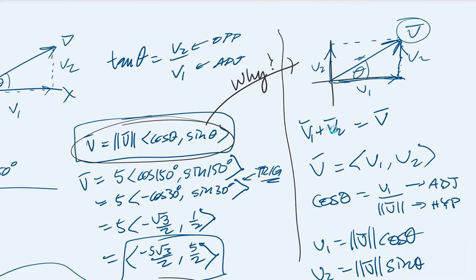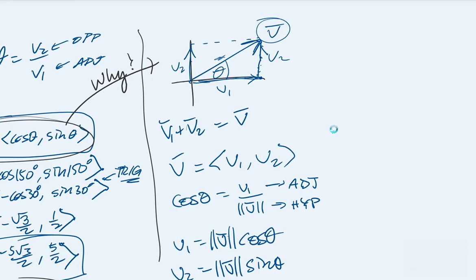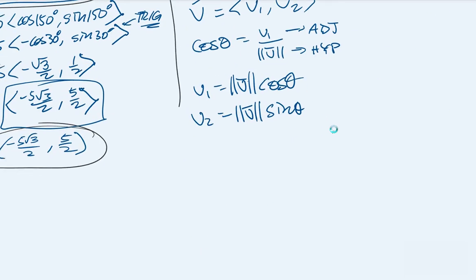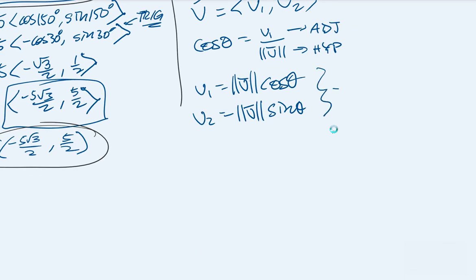Because if you take the sine here, sine of theta is going to be the opposite, v2, over the hypotenuse, which is the length of v. All right? And then so you get the magnitude of v times the sine of theta is v2. All right, so with that said, we can come down here, use these two together.